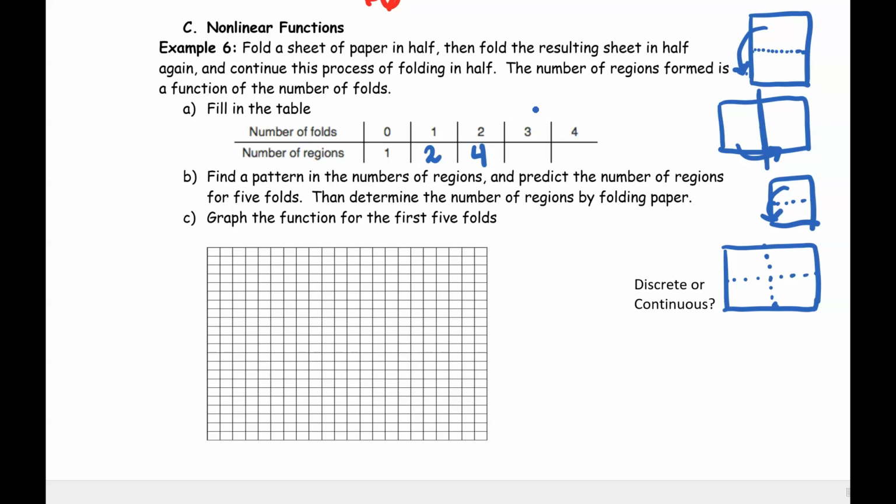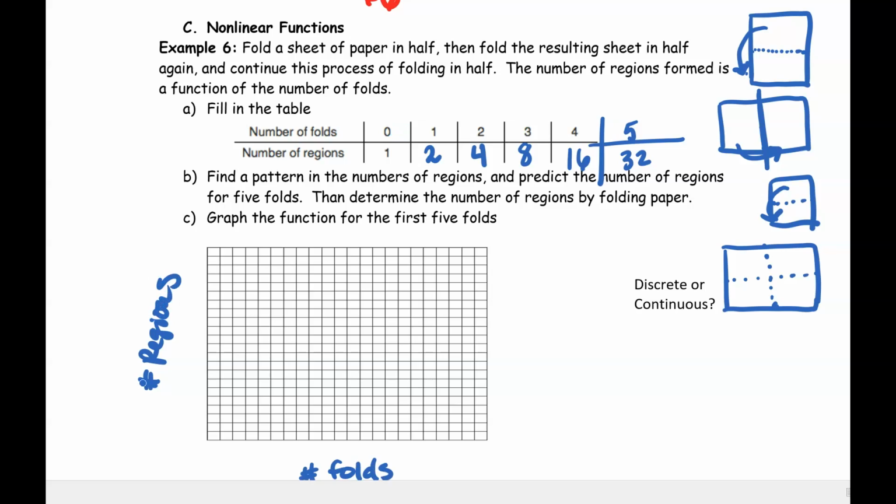So if you fold it 3 times, you should get 8 regions. If you fold it 4 times, you should get 16 regions. If you want to fold it 5 times, I did that just to keep going, you end up getting 32 regions. It gets a little hard to fold at that point because your paper gets pretty thick. But what we're going to do now is we're going to graph this. So I'm going to graph number of folds on the x-axis and then number of regions on the y.